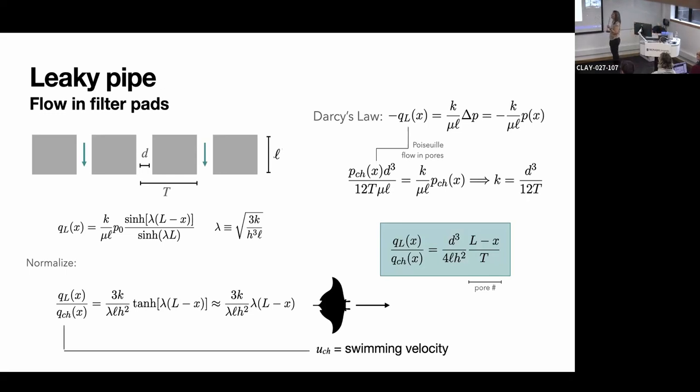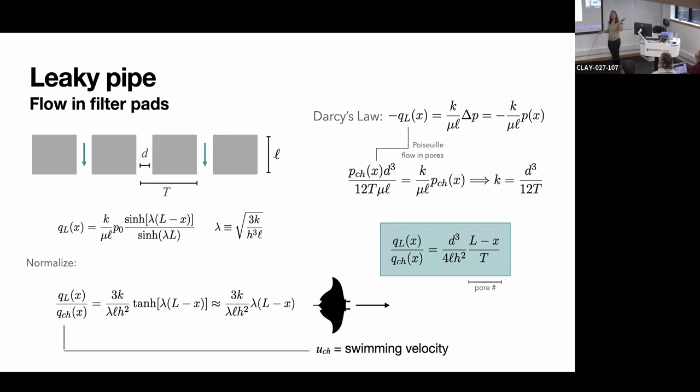Okay, I now have a prediction. The prediction is that the leakage velocity normalized by the channel velocity, which is basically how fast I'm swimming, is equal to this. This term is basically whichever pore number you're on. So X is how far down the manta you are, L is the total length of the manta, and T is the periodicity. You can convince yourself that putting those together just tells you which pore I'm sitting at. And it should scale like this.